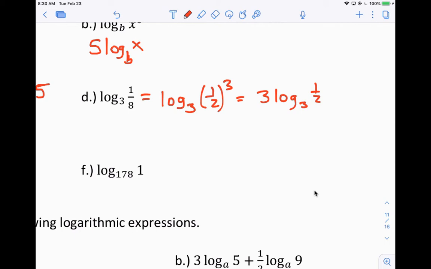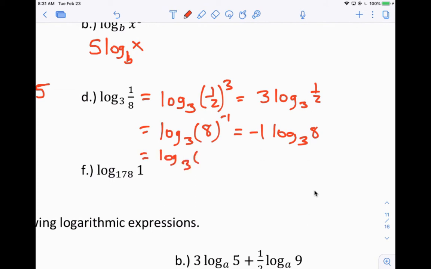Not too bad to graph. I could also see it as log 3 of 8 to the negative 1st, which would be -1 log 3 of 8. So drag that -1 out. Or I could do a combination thereof and say that this is log 3 of 2 to the negative 3rd and have -3 log 3 of 2. And again, it depends on what you're trying to do.